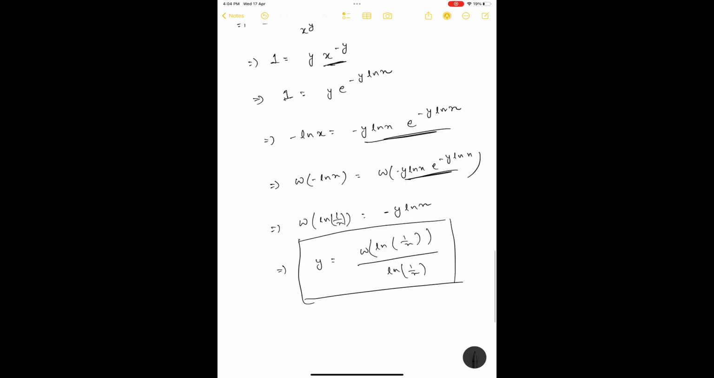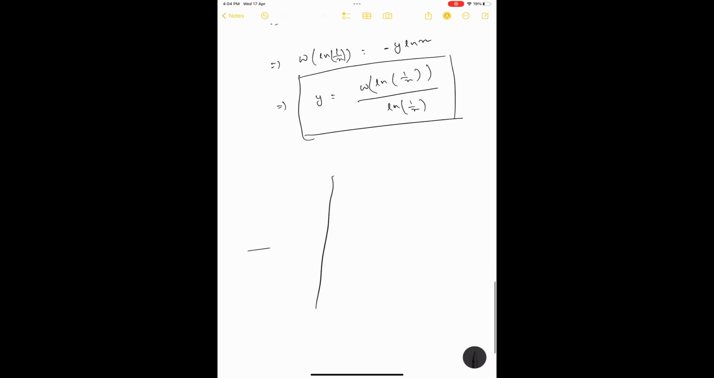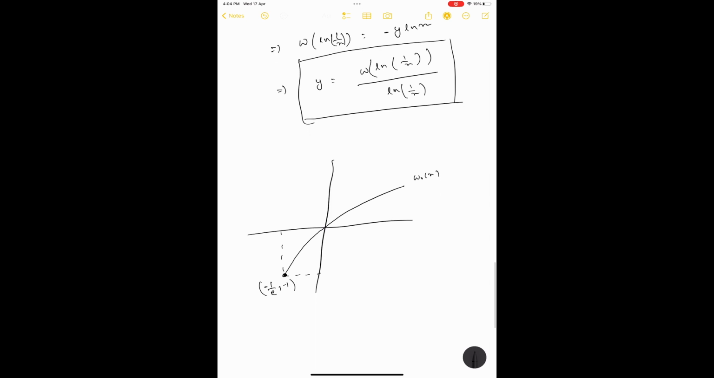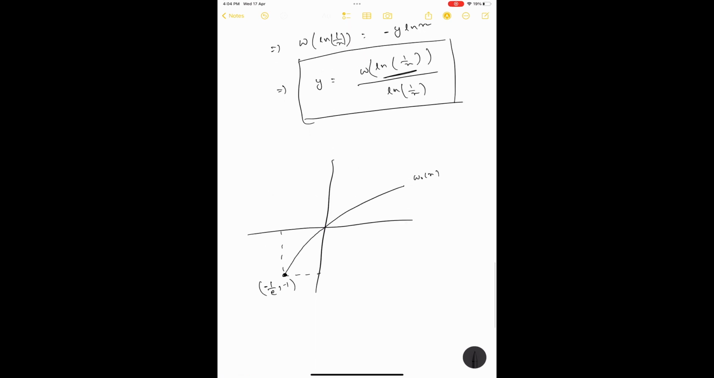So this is the value of y whenever the sequence converges. Okay, so let's see what the graph of the W function is. W function has a graph like this. This is the W naught x, and the minimum value of x which we can put into it is minus 1 by e. So the value which we can substitute in the Lambert function is greater than or equal to minus 1 by e. So in this we have ln 1 by x. So ln 1 by x should be greater than or equal to minus 1 over e.